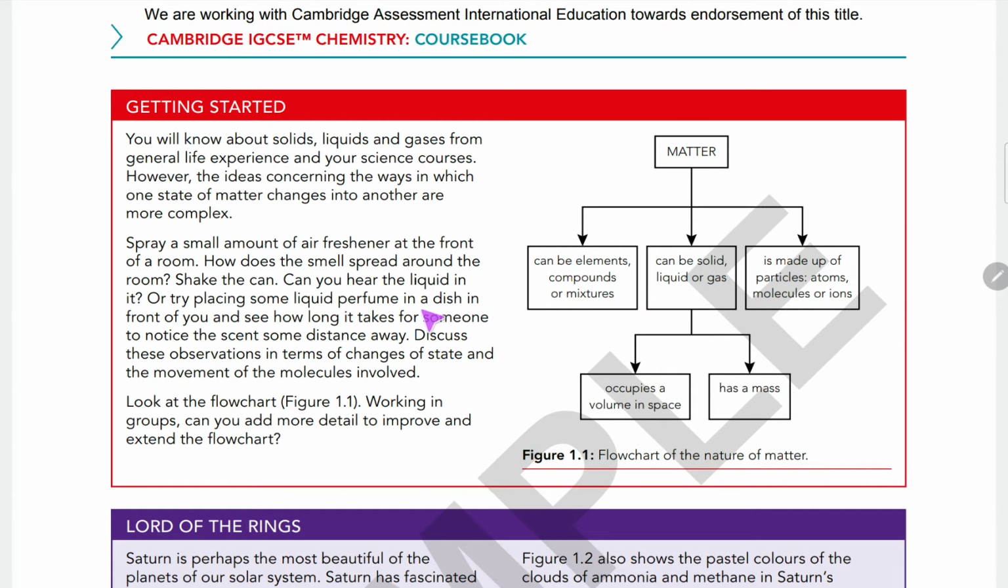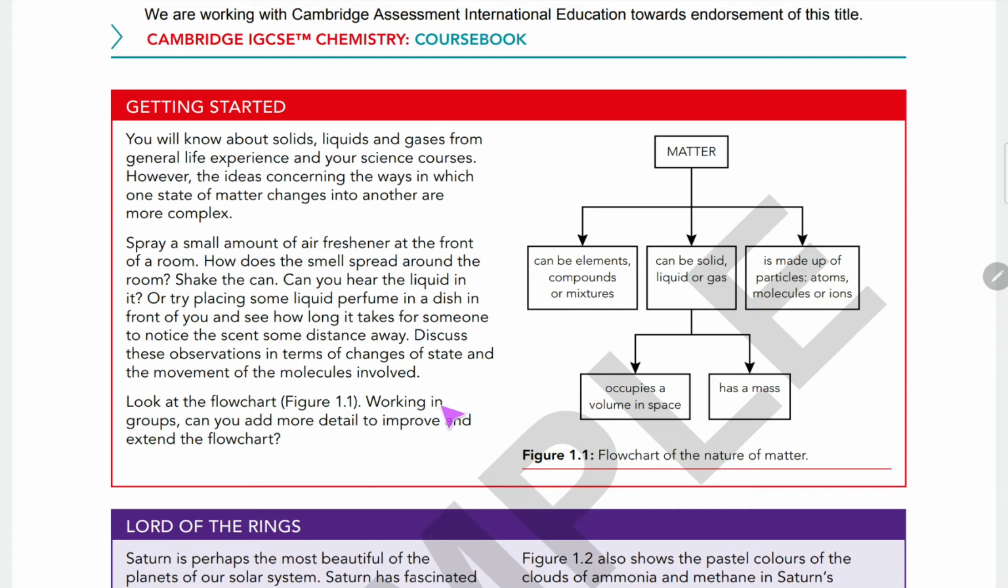Or try placing some liquid perfume in a dish in front of you and see how long it takes for someone to notice the scent some distance away. Because here the evaporation process is taking place, only then this random motion is taking place, right? So discuss these observations in terms of change of state and movement of the molecules involved. So here the liquid is changing to gaseous state by the process of evaporation. Then we can smell it, right?